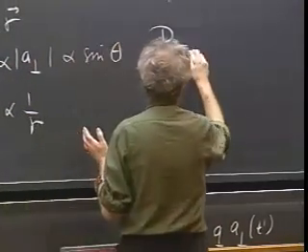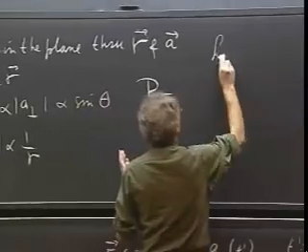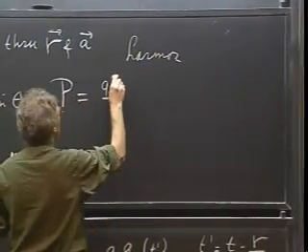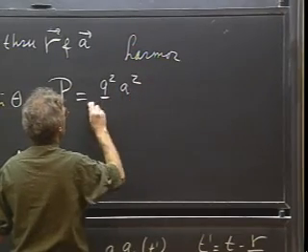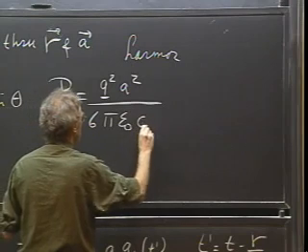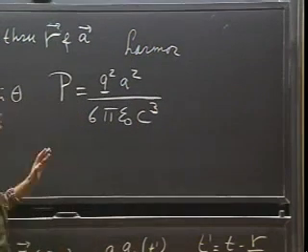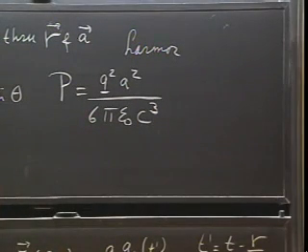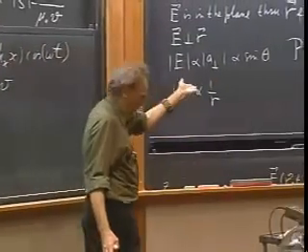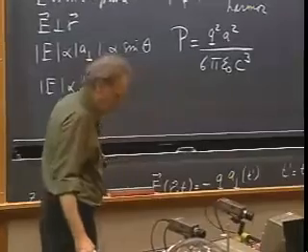And that is called the Larmor result, the Larmor equation, and that becomes Q squared times A squared divided by 6 pi epsilon 0 c to the power 3. Notice there is no R anymore, because clearly it's independent of where you are in space. That's how many joules per second you have to generate.